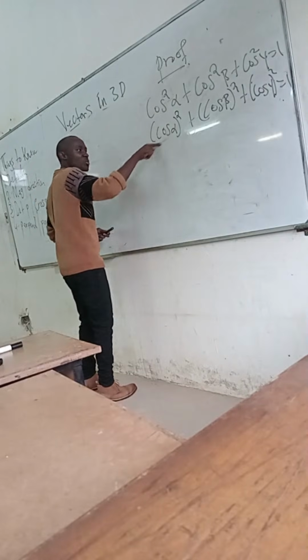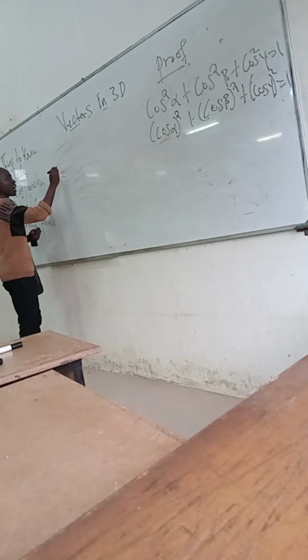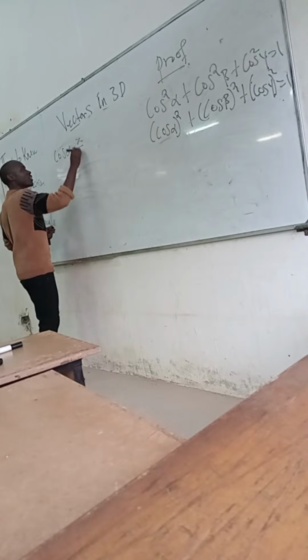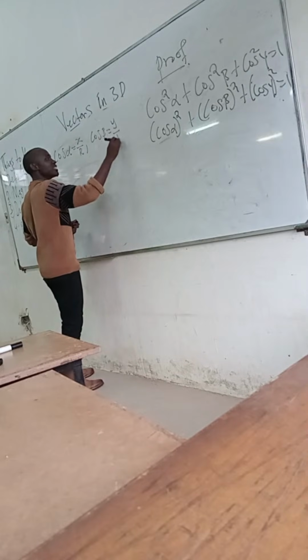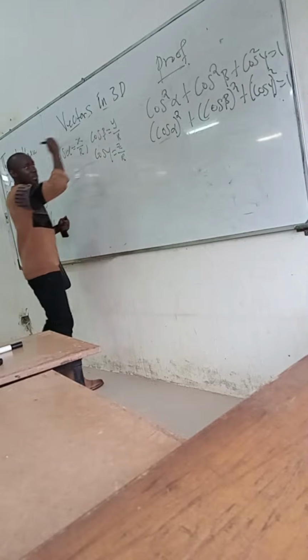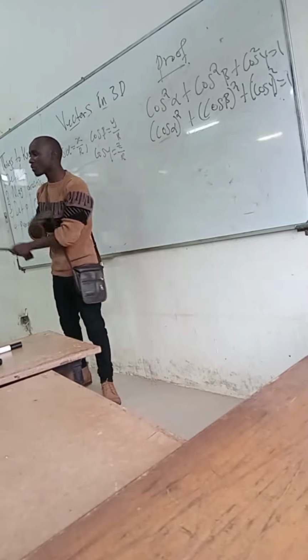Now, how do you find cos alpha? That is the question. What is the formula for cos alpha? Cos alpha is x over r. Cos beta, I said y over what? And cos gamma is what? Z over r. Always remember that, please. Where you see cos alpha, you see x over r. Where you see cos beta, you see y over r. Where you see cos gamma, you see z over r. Now just get this and substitute, so that it equals 1.